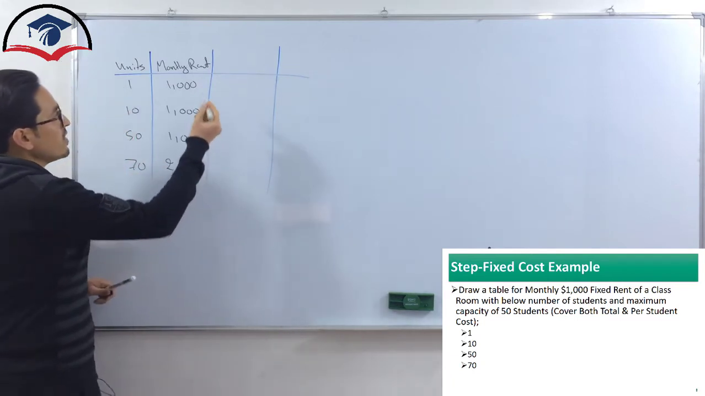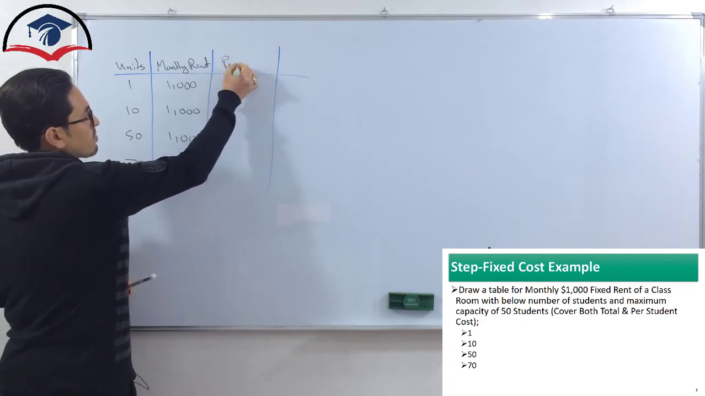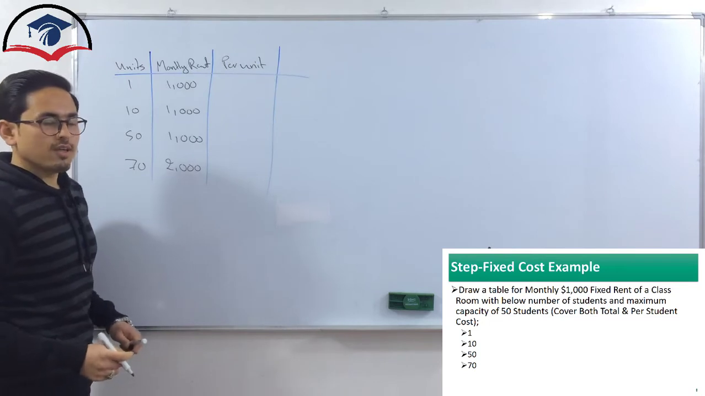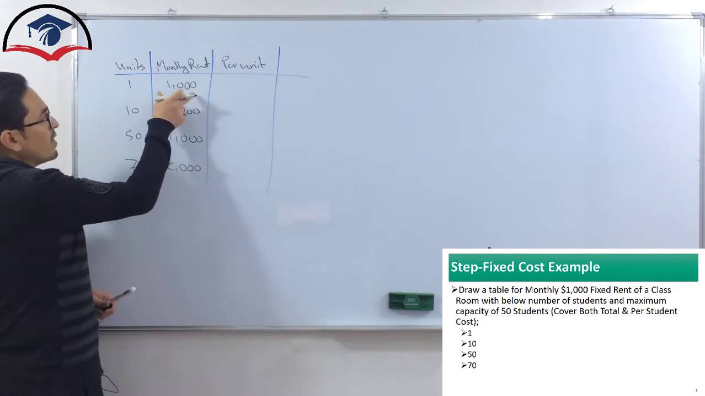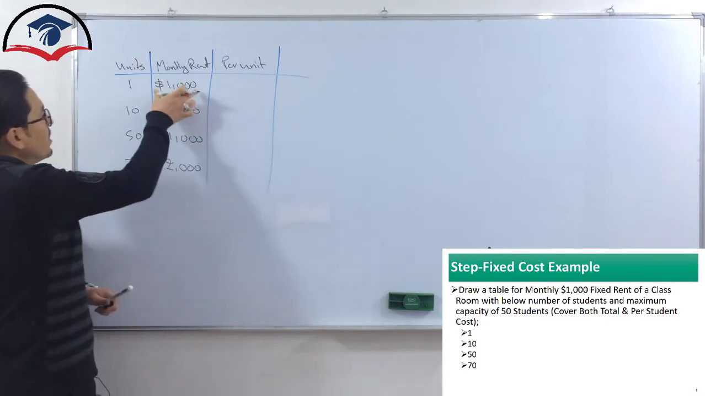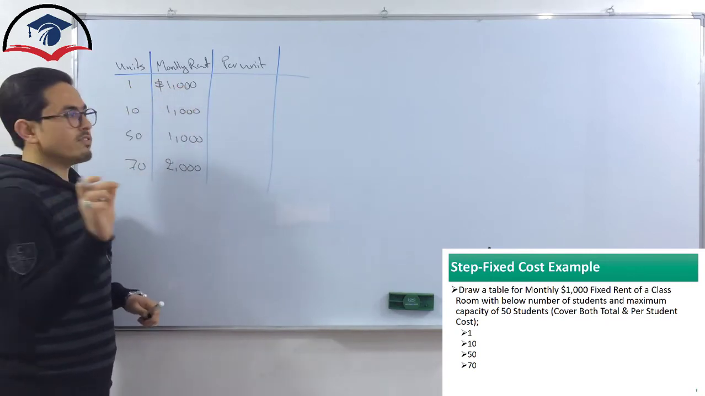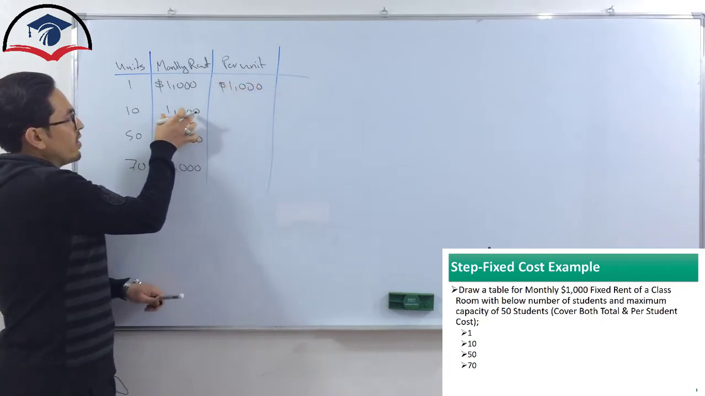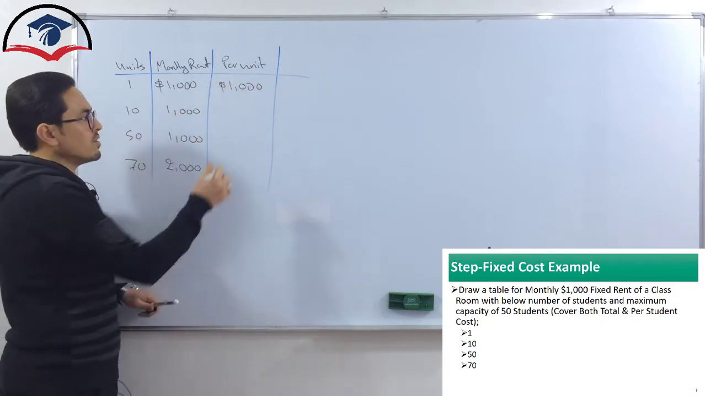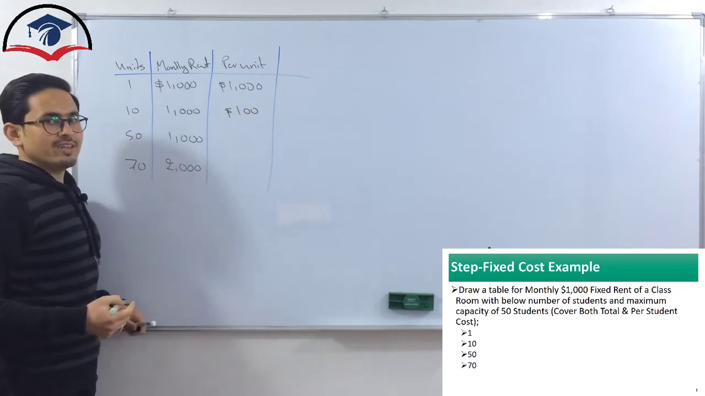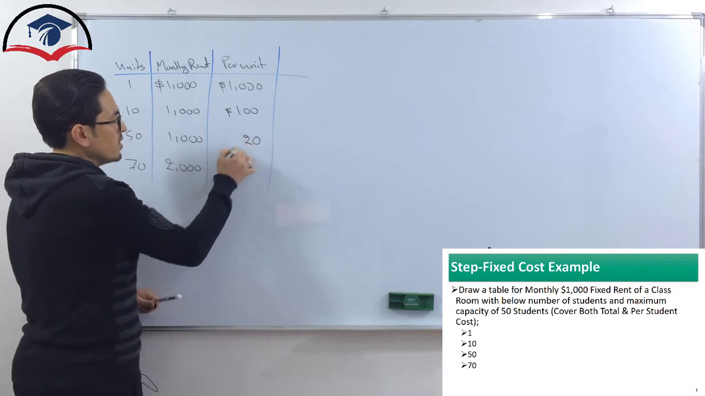Now, what is the per unit base? Per unit of student cost. For the per unit, we have $1,000. $1,000 divided by one student will be $1,000. $1,000 divided by 10 students is $100. $1,000 divided by 50 is $20.